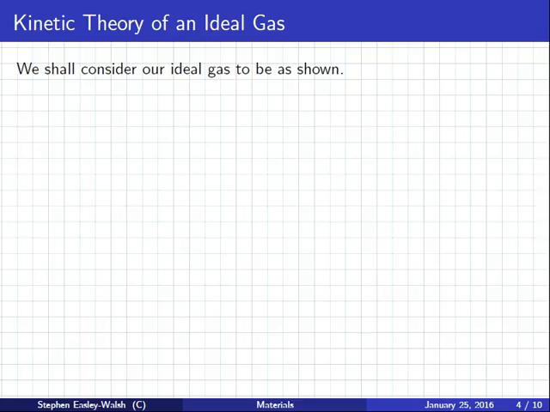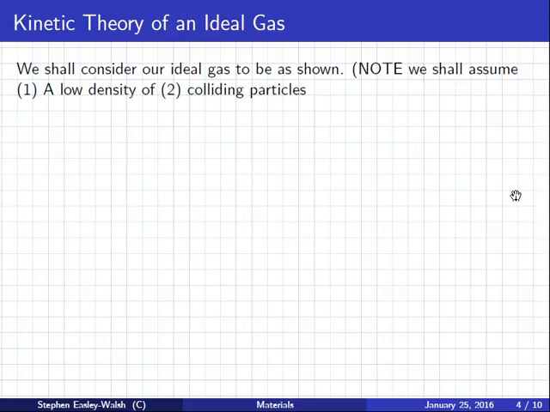Ideal gases are just gases where we make some assumptions about the gas, and we say that the gas is ideal if these assumptions are reasonable for the gas. So the assumptions are: the first thing for a gas to be ideal is it needs to have a low density. Second thing, it's colliding particles. So we picture our gas as being lots of little particles just colliding with no attraction between them.